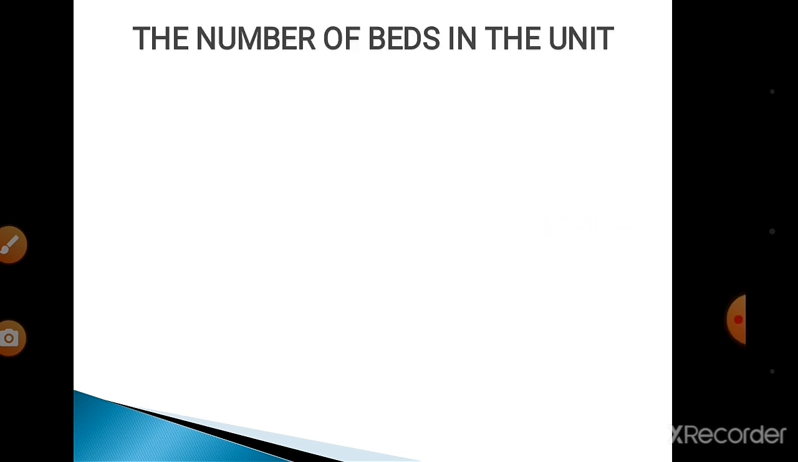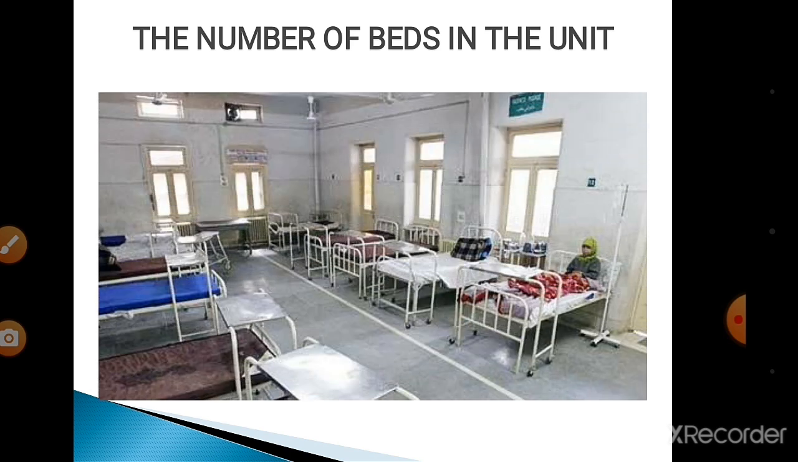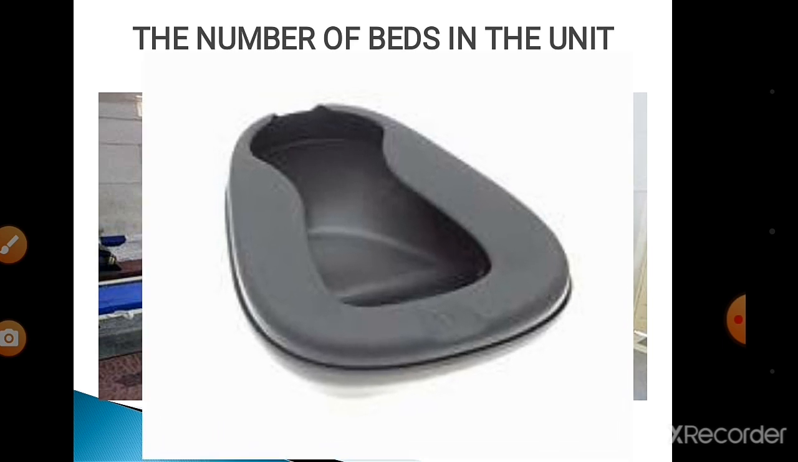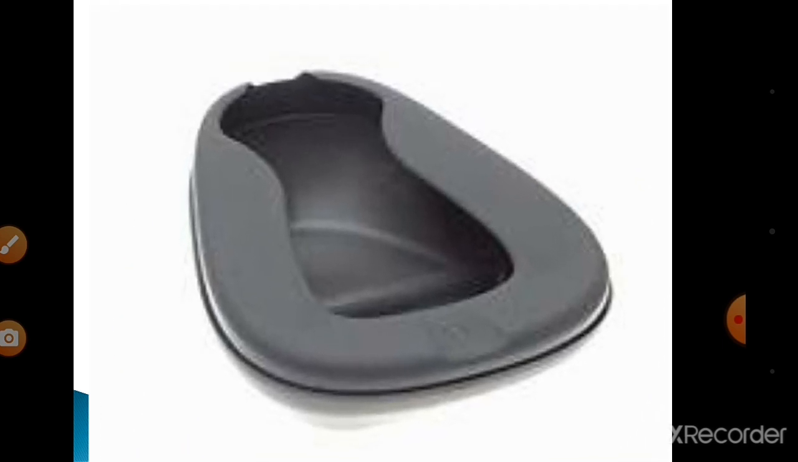Now, the number of beds in the unit. Certain articles need to be equal to the number of the beds. Example, mattress and bedside locker. Other articles will be proportional to the number of beds. Example, urinals and bedpans may be one for every 4 beds.